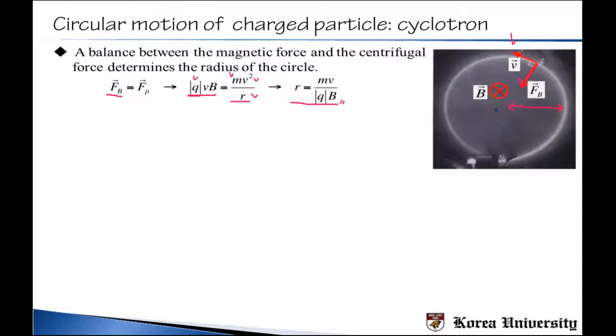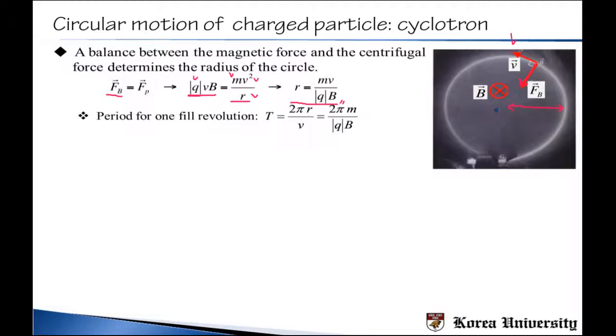It is mv divided by qB. So what does it suggest? For the same particle moving at the same velocity, if you increase the size of the magnetic field, then the radius will decrease, right? And for the same magnetic field and same mass, if the initial velocity is larger, then the radius will also become large. That's what you can figure out from this equation, and there are many other things we can learn.